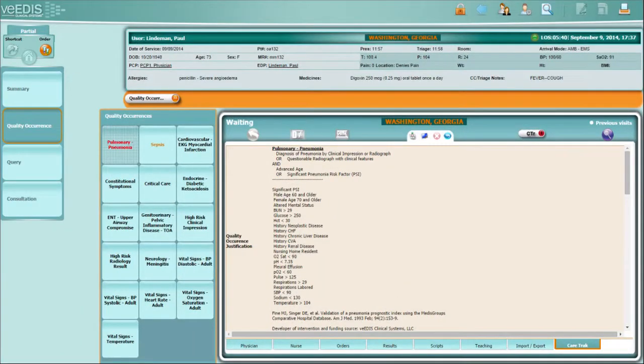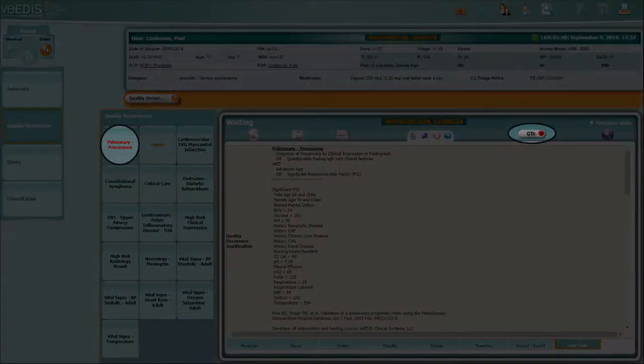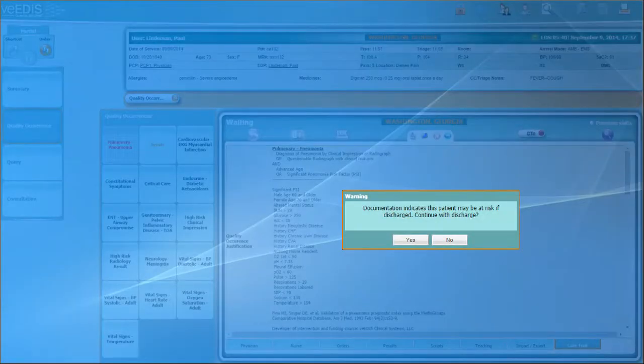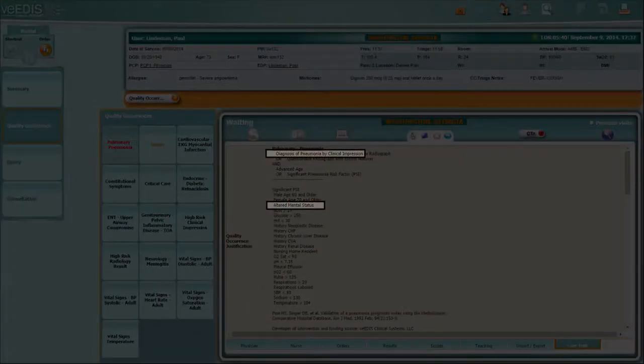With CareTRAK having scanned the chart and found this combination of items documented, the algorithm has been met and real-time feedback is provided to the users that the patient is at risk. Note that the pneumonia occurrence could have been met by a myriad of different combinations of documented items on the chart. Our example here was but one of a potential of hundreds.